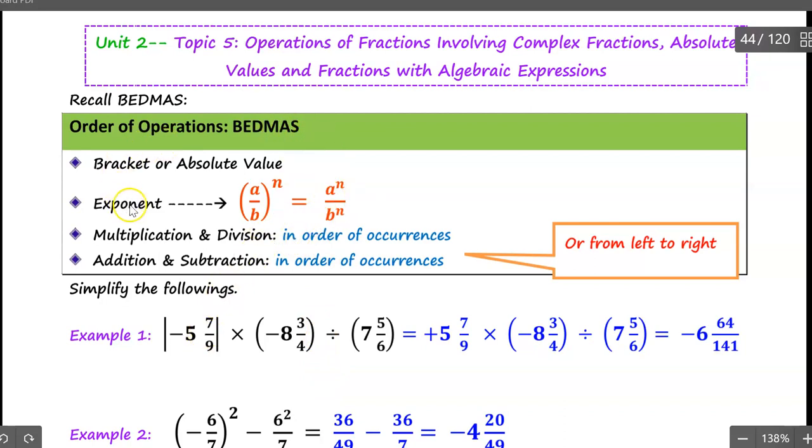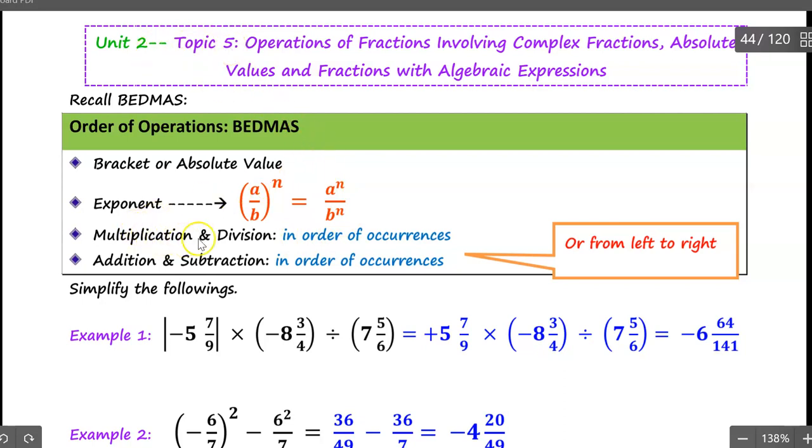The next step is to work with exponents. If you have a fraction raised to a power, make sure that you raise each of the components of the fraction to that power. So you bring the numerator to exponent n, and then you bring the denominator to exponent n, as shown in these formulas here. And we mentioned these formulas in a previous topic, in topic number 4 of the same unit.